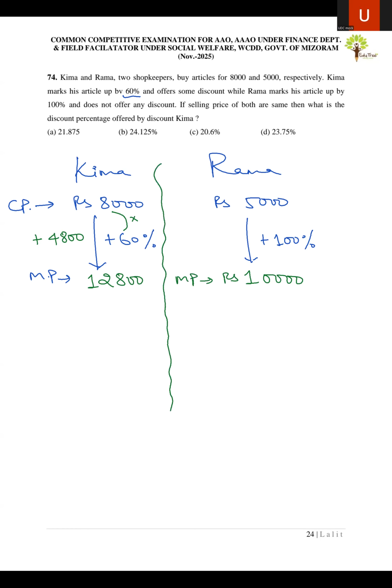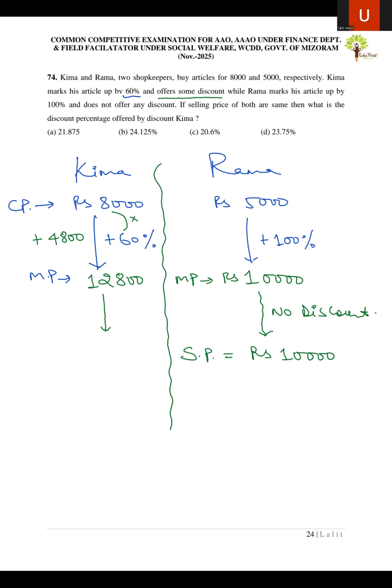So what they're saying, Kima marks his article up by 60% and offers some discount. Now he's offering some discount on this. While Rama marks his article up by 100% and does not offer any discount. Rama is offering no discount. If he is offering no discount, it means he is selling at the same price. He's selling at 10,000 rupees.